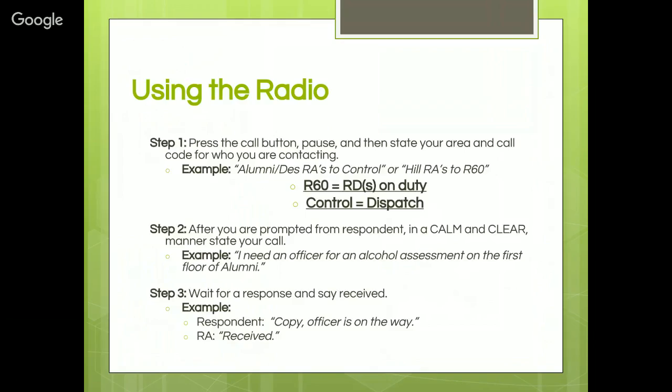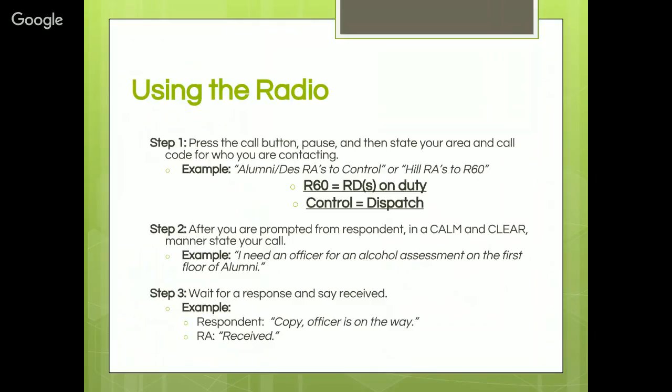Now for utilizing the radio. For step 1, you're going to press the call button that we spoke about. You're going to pause for a few seconds, and then you're going to state your area and call code for who you're trying to contact. An example of this, if you're an Alumni Hall RA, you're going to say Alumni Hall RAs to control. If you're a Hill RA, you would say Hill RA to control. Or if you were trying to get to the RD on duty, you would say Hill RAs to R60. The codes below, R60, is what we utilize for RDs on duty while we're using the radio, and we use control for dispatch.